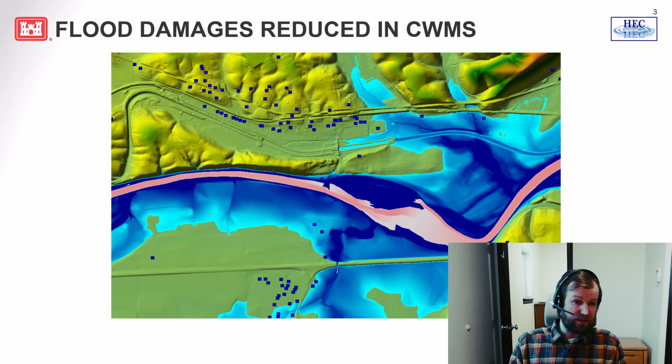So the red inundation is the regulated. That's the with project, so with the reservoir, like what actually would occur in an event. And then the larger inundation shown in blue would be a simulation of what would have happened if the project, the reservoir, and the levees were not there.